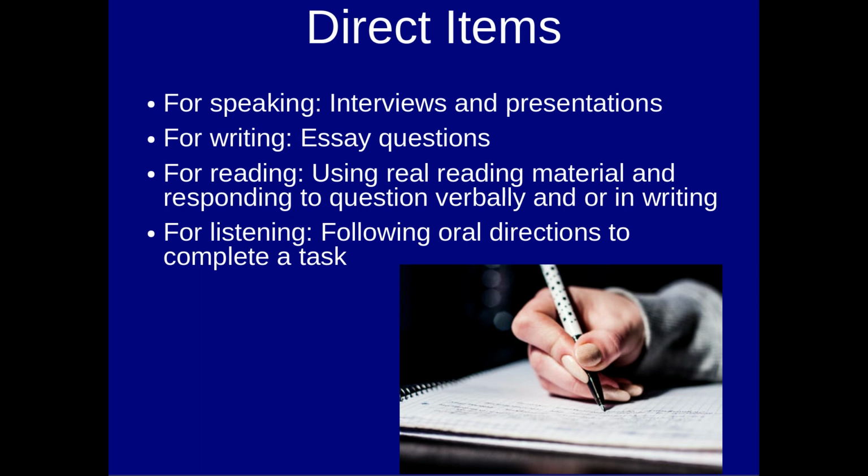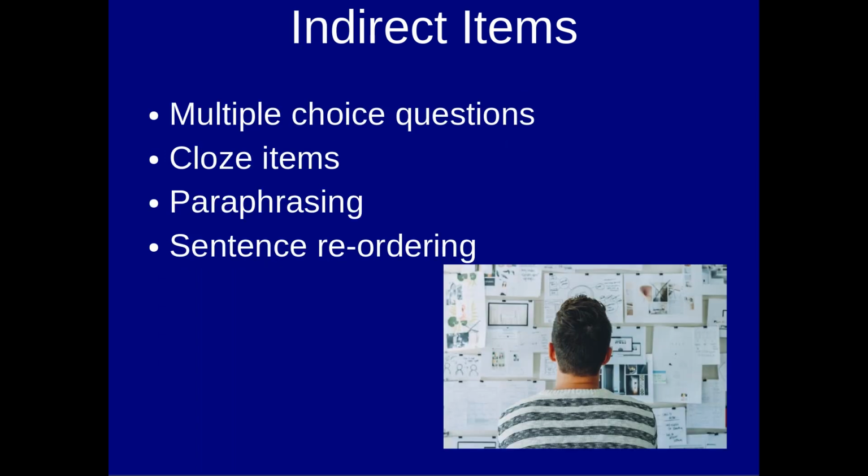The point is this: when you want to assess directly, you must have the students do something in which they are interacting and impacting the environment around them. That is the primary goal of direct items. It is to try to replicate real world experiences by actually doing something. Now, having said that, we're going to move now to indirect items.